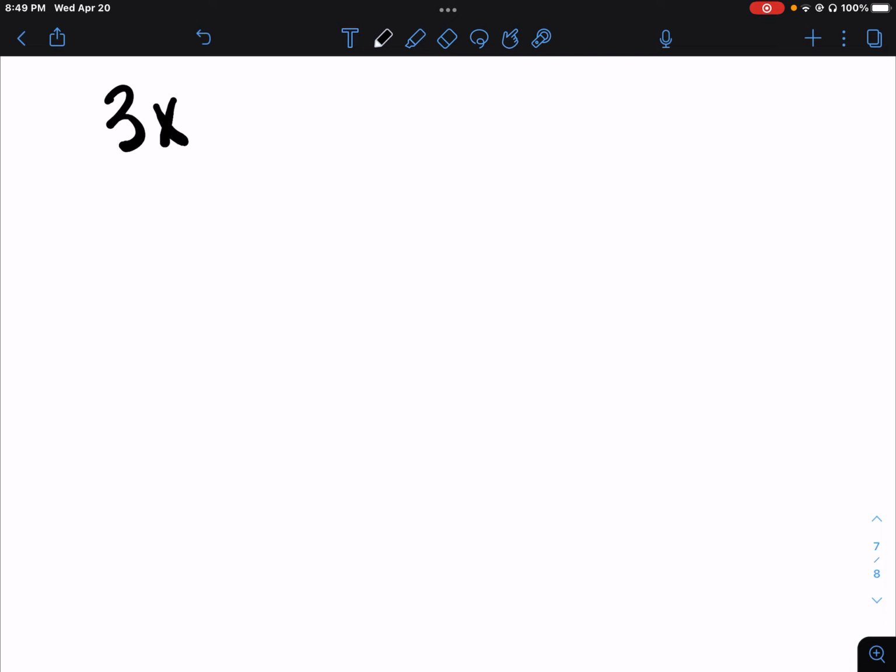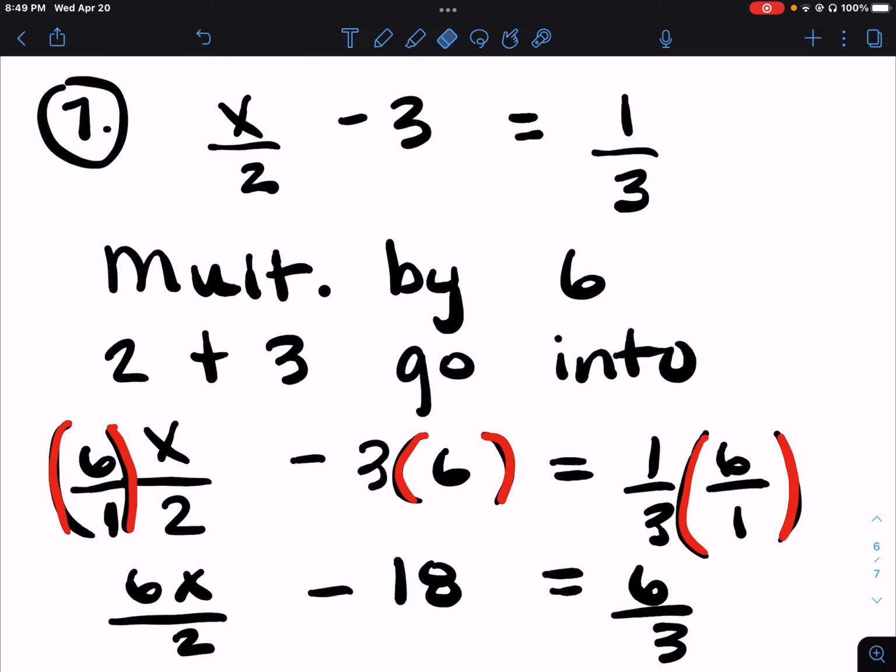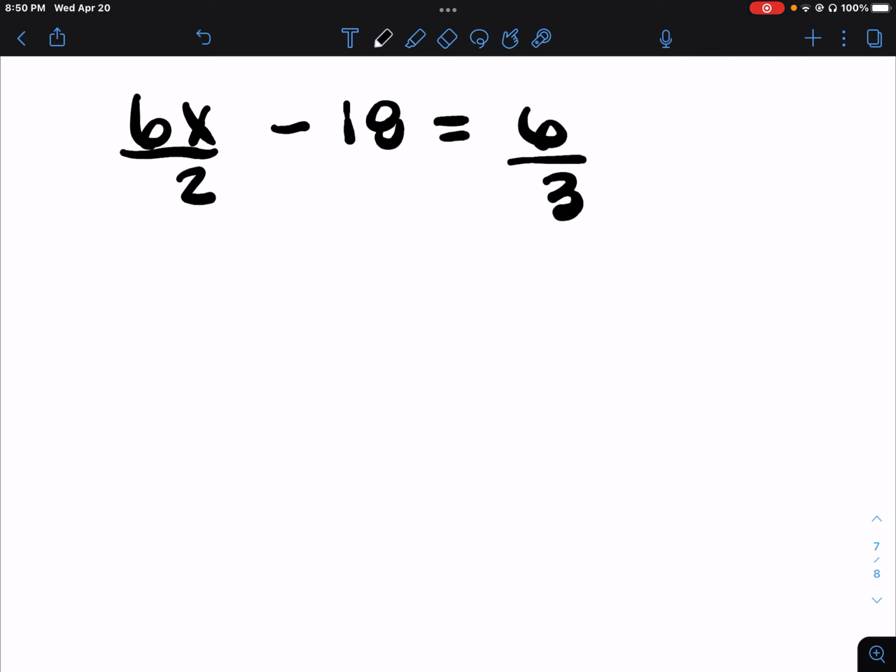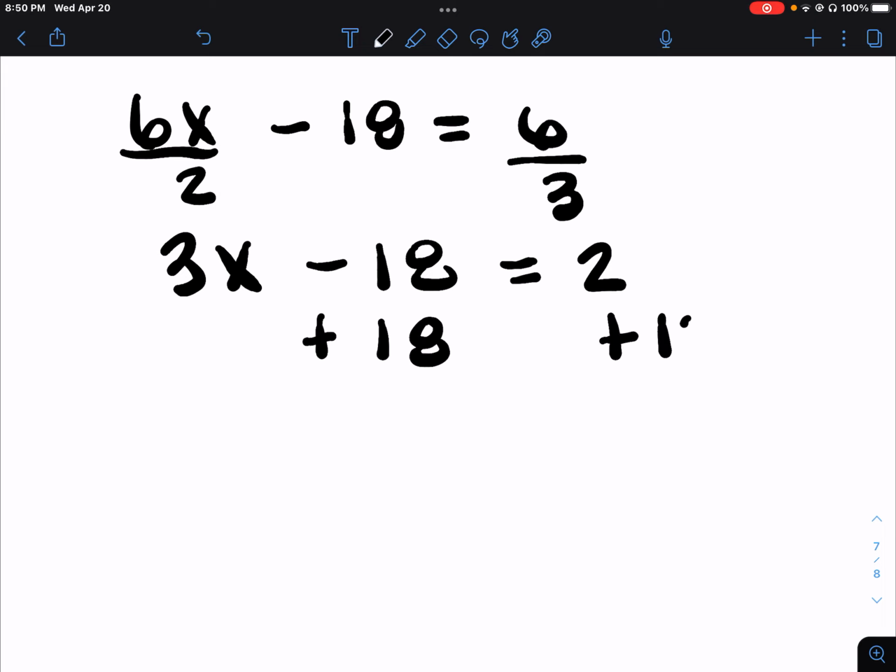Let me just rewrite what we have on that page. 6x over 2 minus 18 equal to 6 over 3. Okay, 6x divided by 2 is 3x. 6 divided by 3 is 2. Add 18 to get rid of subtract. Okay, minus 18 plus 18 is 0. 2 plus 18.